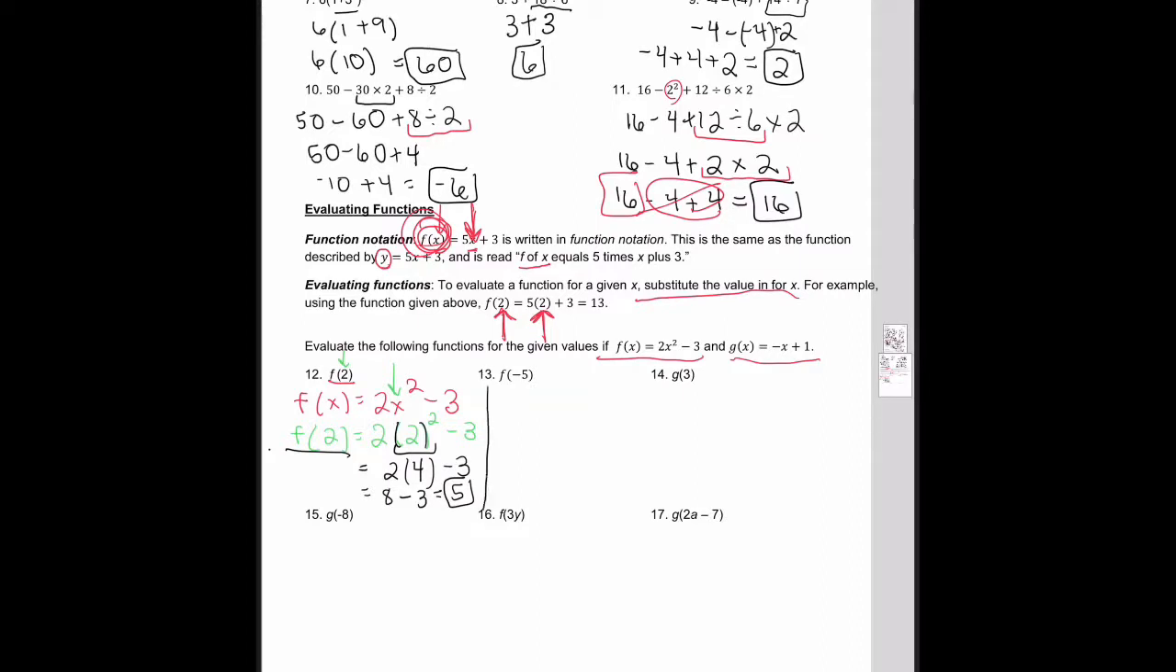All right, number 13. Okay, we see we have a -5 in place of x. So f of -5 equals, we're working with the same equation as last example, but instead of replacing x with the 2, we're going to replace it with -5.